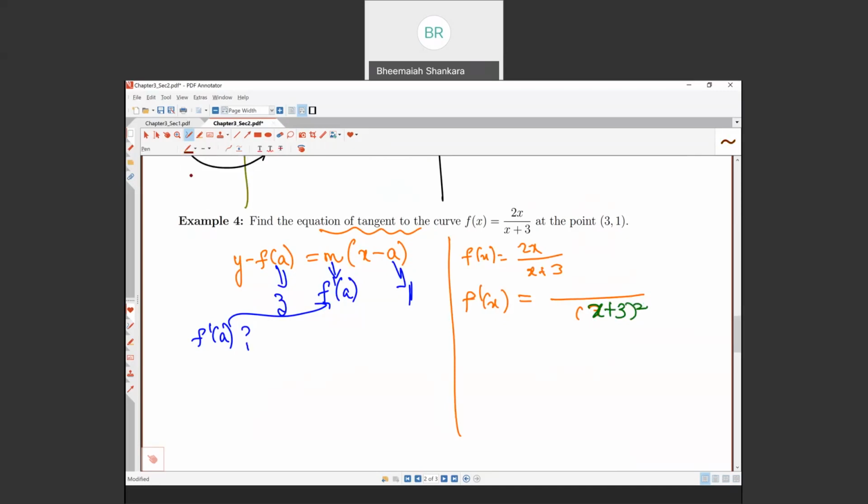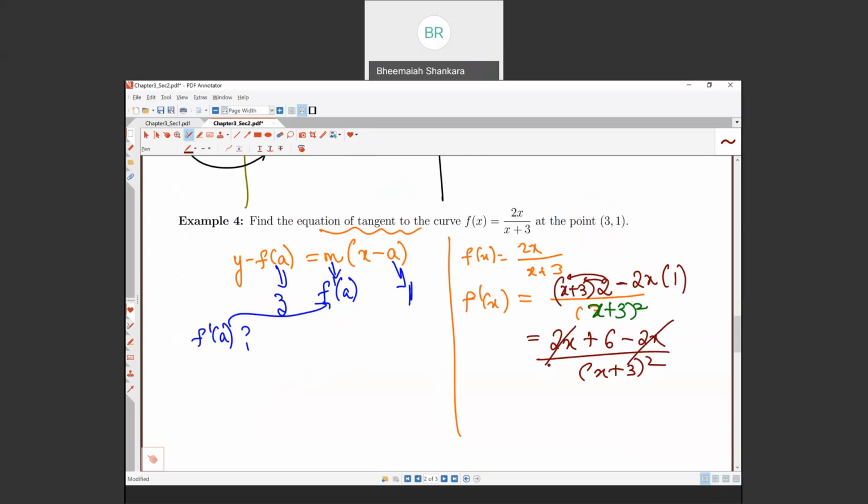Start with the denominator itself, derive the numerator, 2, negative. Start with the numerator, derive the denominator, 1. Simplify this by distributing 2 to both the terms. This is 6. Sorry, this is not 6, but rather it is 2. 2 times x is 2x. 2 times 3 is 6. Negative 2x divided by x plus 3 the square. So you're good to cancel the 2x and you have 6 divided by x plus 3 the square.